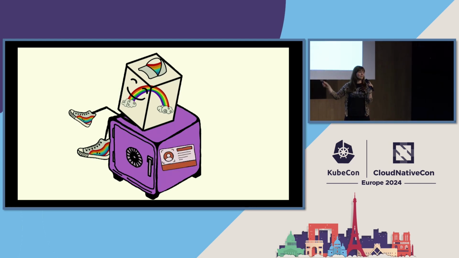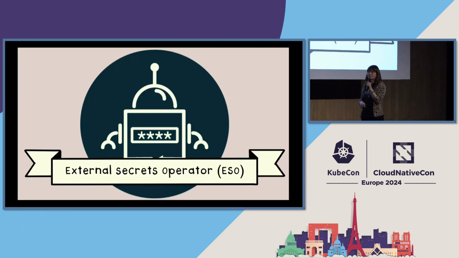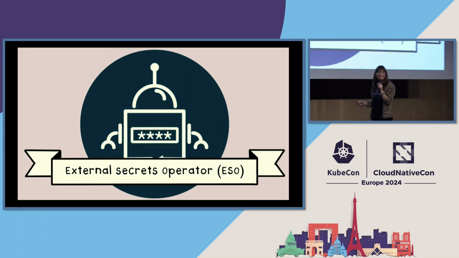But the vault is not what we're talking about. What we're concerned with is, how do we get our secrets into Kubernetes? So first we're going to talk about how External Secrets Operator does that.